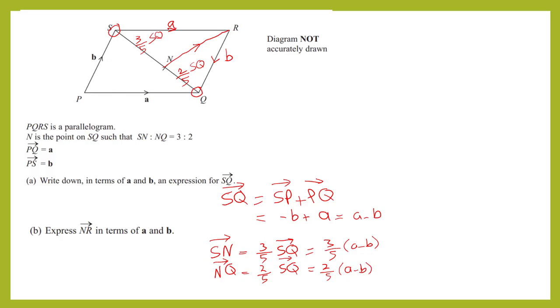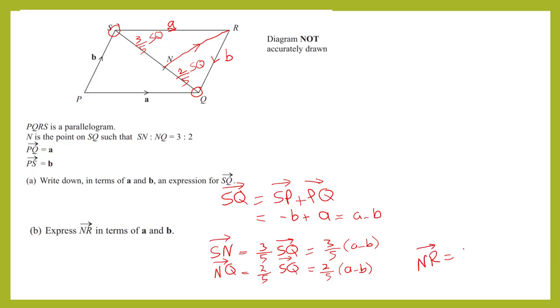Now, if we need to find the vector NR, you can go through NS then SR, or NQ then QR. Both of them are correct. So we can go through NS then SR to get NR.